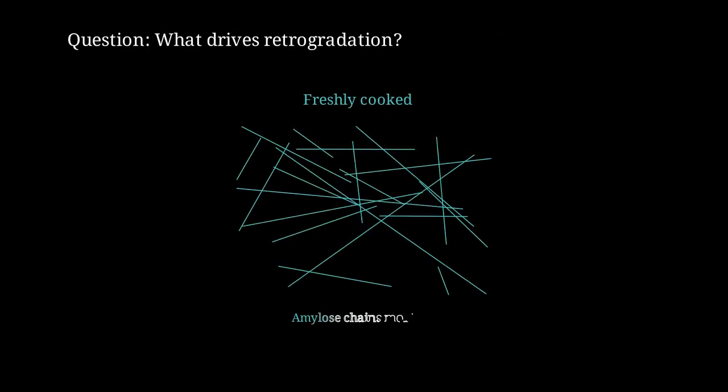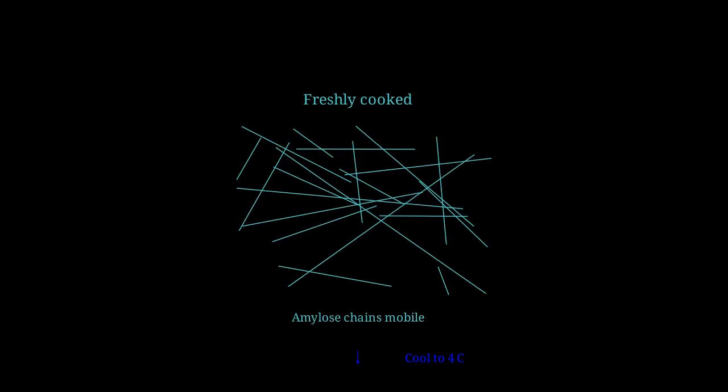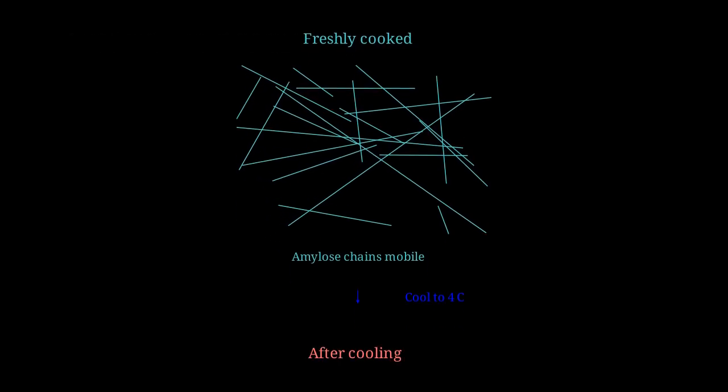In freshly cooked food, amylose chains are randomly oriented and mobile in the gel. As temperature decreases, molecular motion slows down. After cooling, amylose chains begin to reassociate through hydrogen bonding. They align into parallel arrangements, forming new crystalline regions. This is retrogradation. Retrogradation is essentially a recrystallization process.